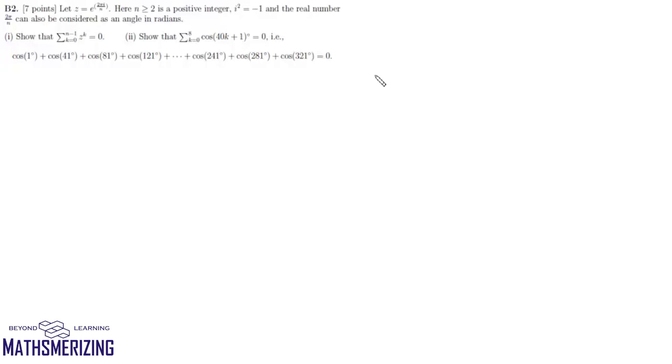B2 is, we are given this complex number z, which is e to the power 2 pi iota upon n. Now first part is, we need to show that the summation k varies from 0 to n minus 1, z to the power k is 0. Now k varies from 0 to n minus 1 is nothing but 1 plus z plus z square up to z to the power of n minus 1.